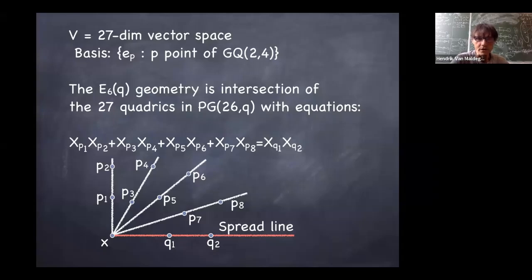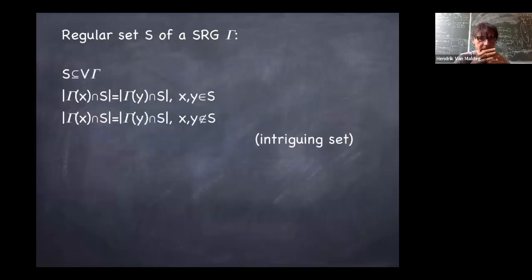Okay, so what is the E6Q graph now? Well, these are the points that satisfy all these 27 equations. And 2 points are adjacent when the line through these 2 points is also completely contained in all these quadrics. So that's the E6Q graph, and it's a strongly regular graph.